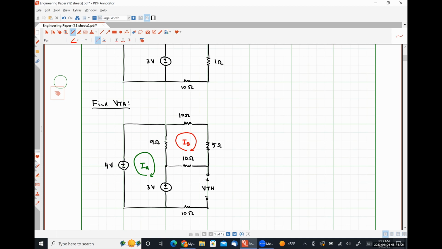This mesh, which I'm going to call IB. And the bottom right-hand bit isn't a mesh because the current flowing through that would have to be 0 because of the open circuit on the right-hand side. Okay, so a bit of a trick question.